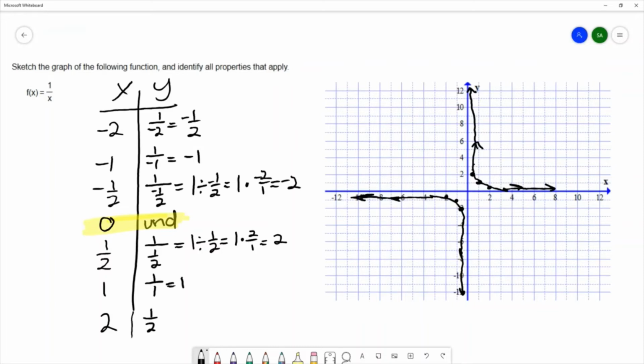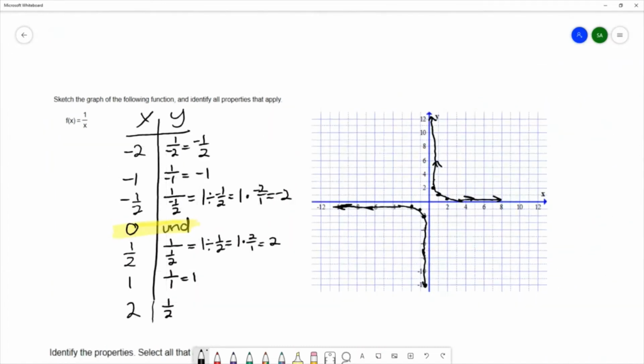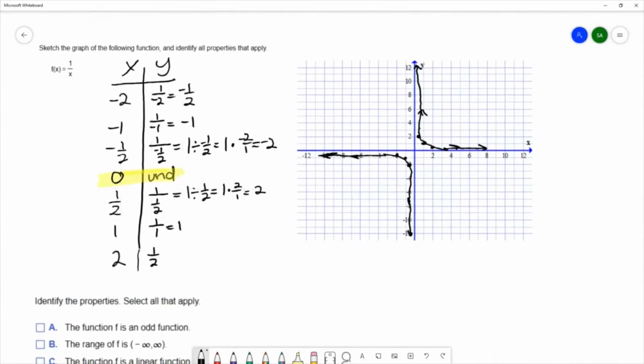So this is the graph of the rational function, and I want to take a look at these properties that I have listed below. The first property is the function is an odd function. So an odd function has origin symmetry. And origin symmetry is when you have a mirror image over the origin over 0, 0. You're looking for a mirror image in opposite quadrants.